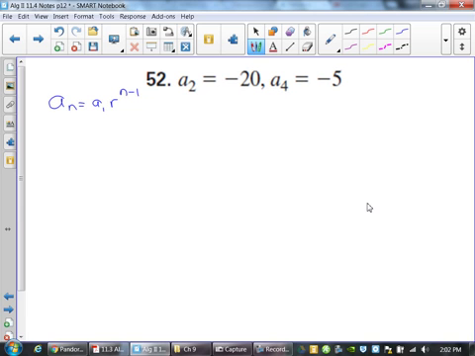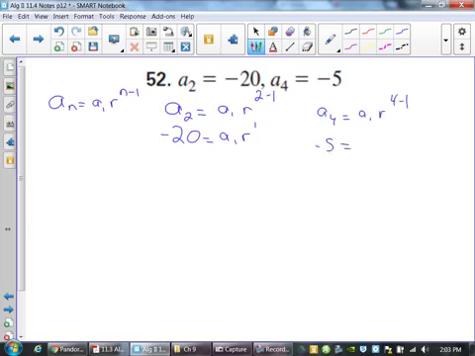So what you're going to do for this one is a system of equations, but the system of equations works out to be via substitution as opposed to the elimination method, what we did with arithmetic. So you substitute in. Second term is first term, rate to the 2 minus 1, so negative 20. First term, rate to the first power. Fourth term is first term, rate to the 4 minus 1, so negative 5 is your first term, rate cubed.